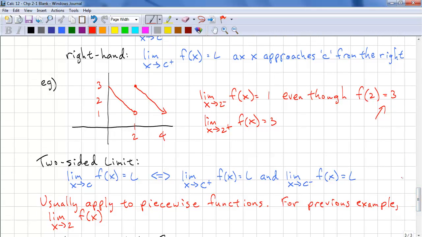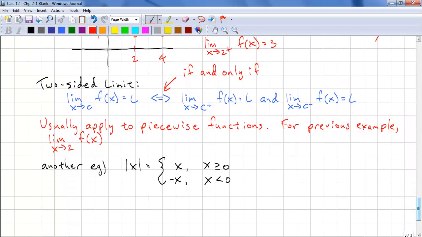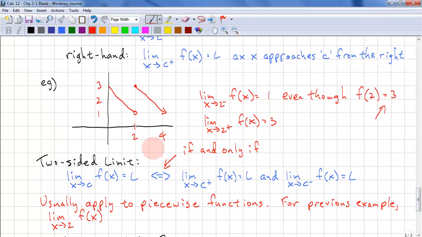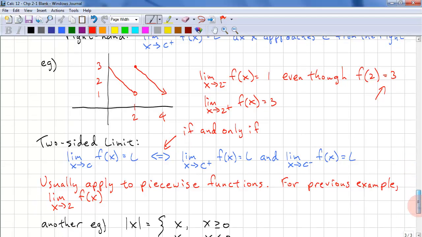For a two-sided limit, this symbol means if and only if. So if we have this is true, then this is true. If we have this side is true, this side is also true. That's what we mean by if and only if. If this side is not true, then again, this side is not true either. And as I mentioned, we usually do left and right limits when we have a piecewise function and we evaluate it at the boundary.